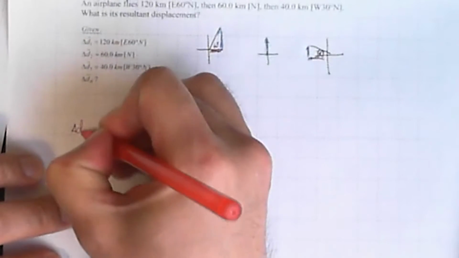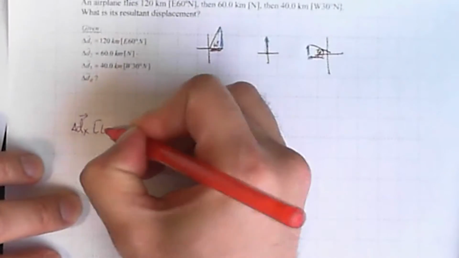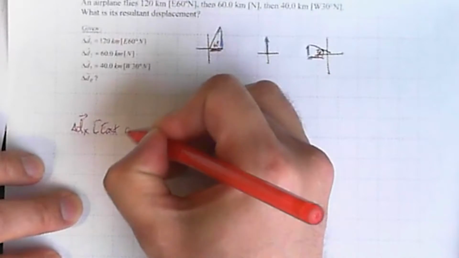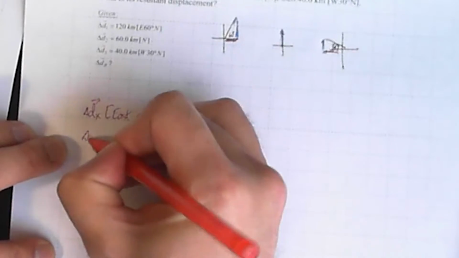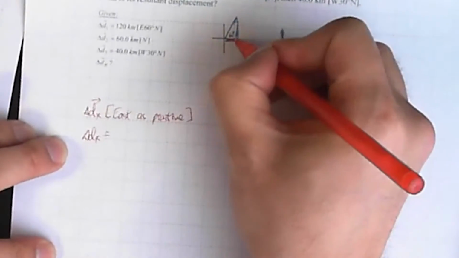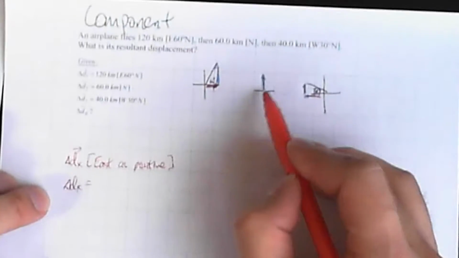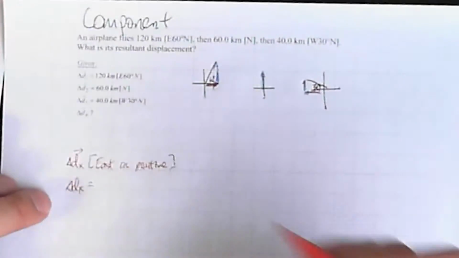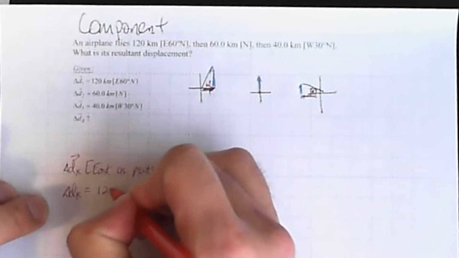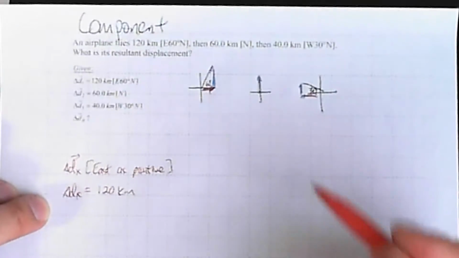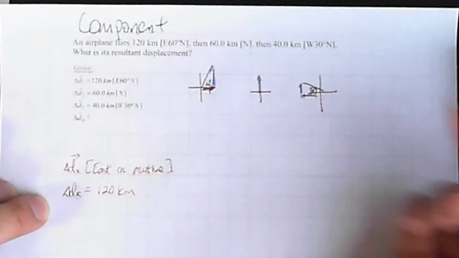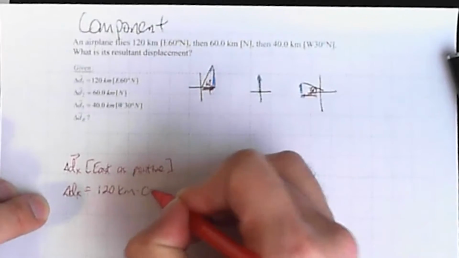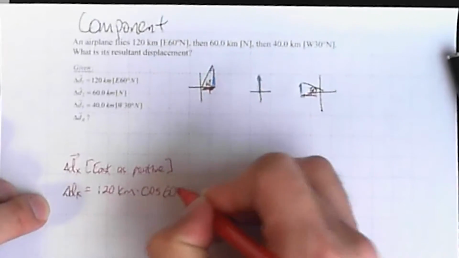Speaking of positive, that's what we'll do first. We're going to deal with our delta dx dimension, and we're going to assume east as positive. So my delta dx will be equal to the sum of this component here, nothing here, and that one pointing towards the left. So my dx is equal to 120 kilometers, and here's where it helps to have a diagram. You can see that the red vector is adjacent to the 60 degrees, and that's what we're going to multiply it by the cosine of 60 degrees.